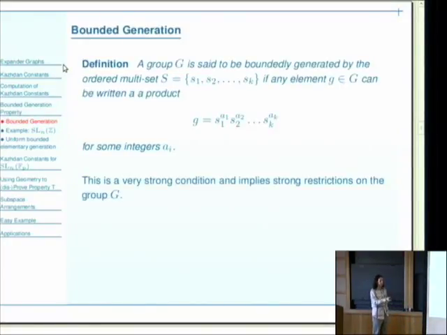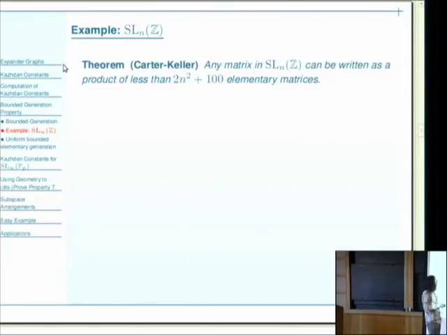So is that SL_n Z? Yes, that's where I'm going. This is a result by Carter and Kaylor, which says that any matrix in SL_n Z for n at least 3 can be written as a product of some fixed number, with a decent bound of n squared plus 100, elementary matrices. By elementary matrices, I mean a matrix with ones on the diagonal, everything else 0, and something sitting in one of the other places.